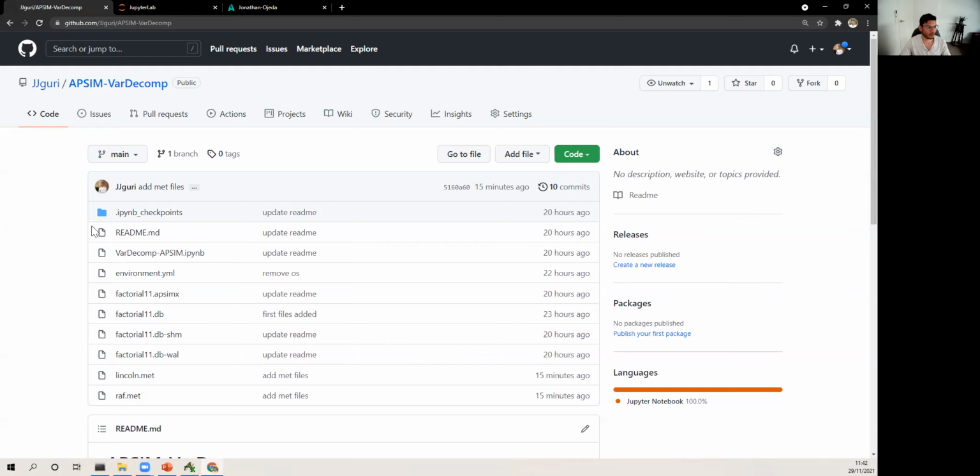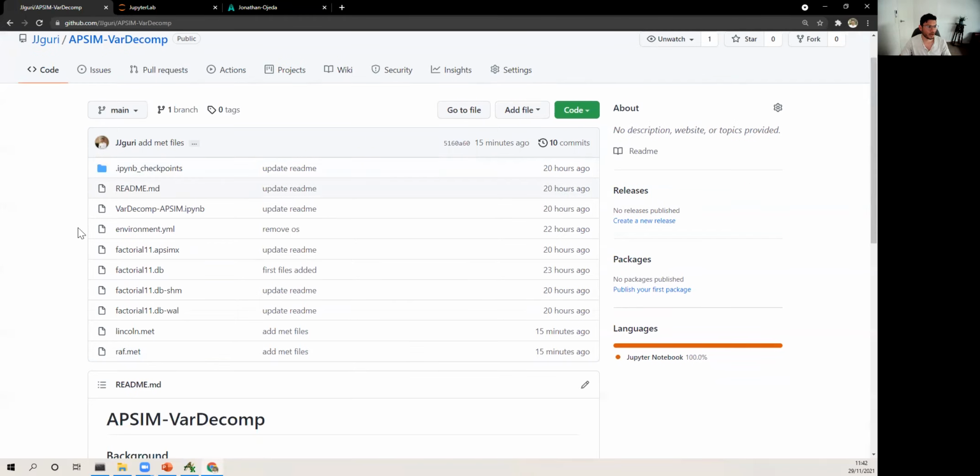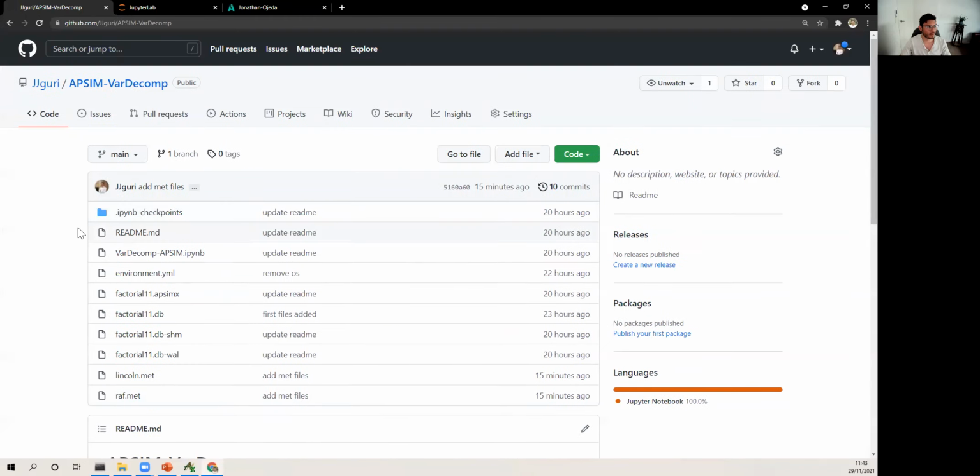There you will find a README file where I just explain the background and references. Then you will have a Jupyter notebook or Jupyter Lab file, which is called bar decomp-apsim, that we will talk about a little bit later. Then you will have an environment file, which includes all the Python packages required for the development of the code that we will use today. Then you have the APSIM Next file, which we just saw recently. And then you have the two MET files that I use for the simulation.